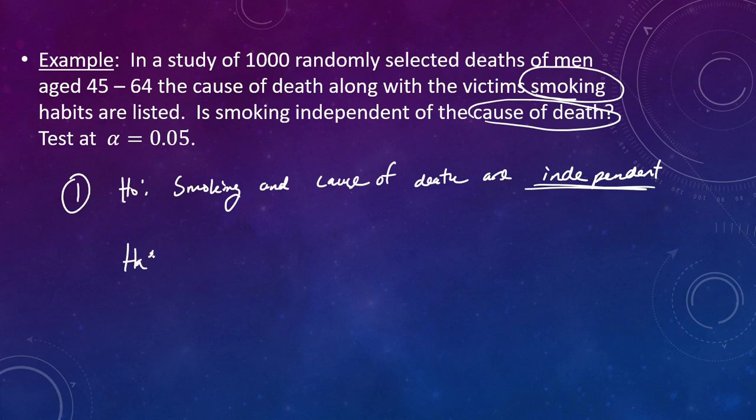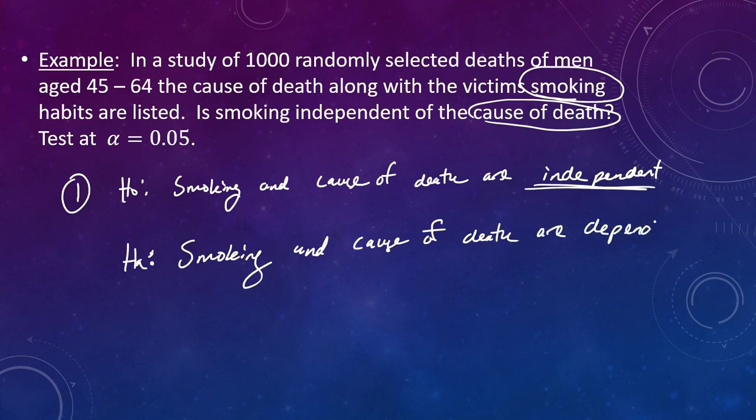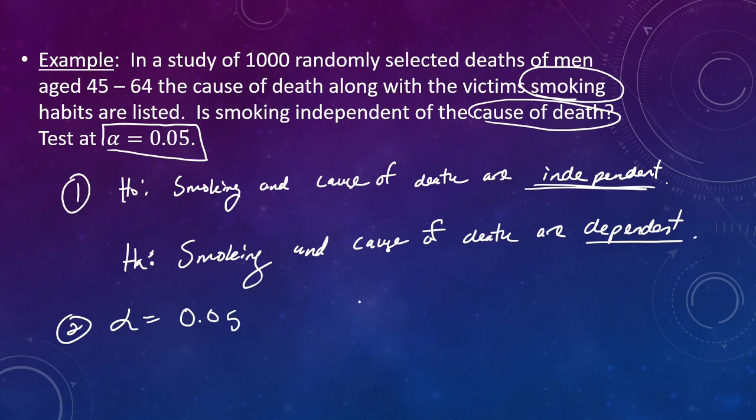For the alternative hypothesis, it's the complement of the null hypothesis. I'm going to write smoking and cause of death are dependent. And that's it for our null and alternative hypothesis. Step 2, we'll state alpha. Alpha is given as 0.05. Step 3 and 4, we will go to statcrunch for those values.